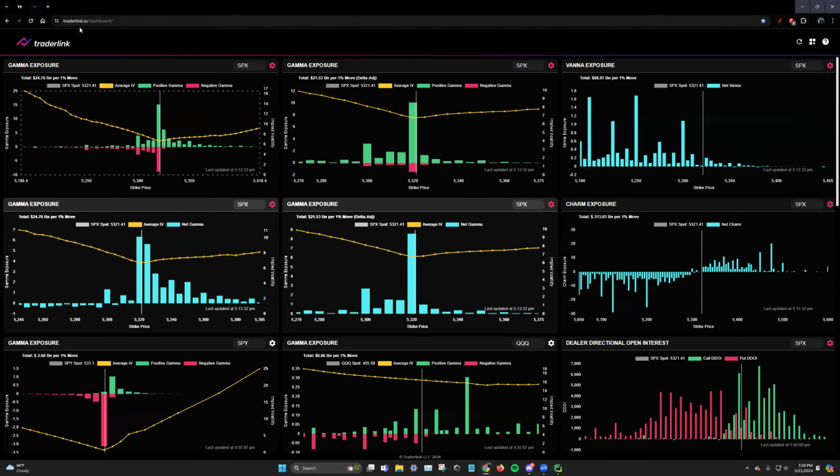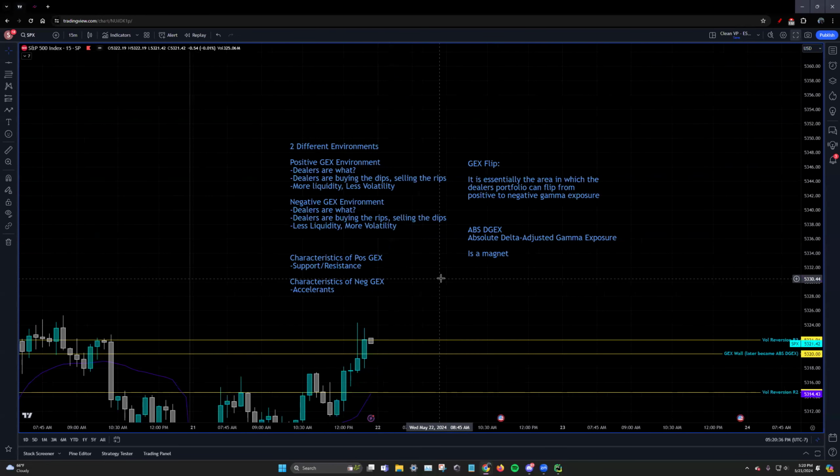Does that make sense? We've covered a few things, so let's do a quick summation before we go into the overview for today. We went over the two different GEX environments, positive and negative.